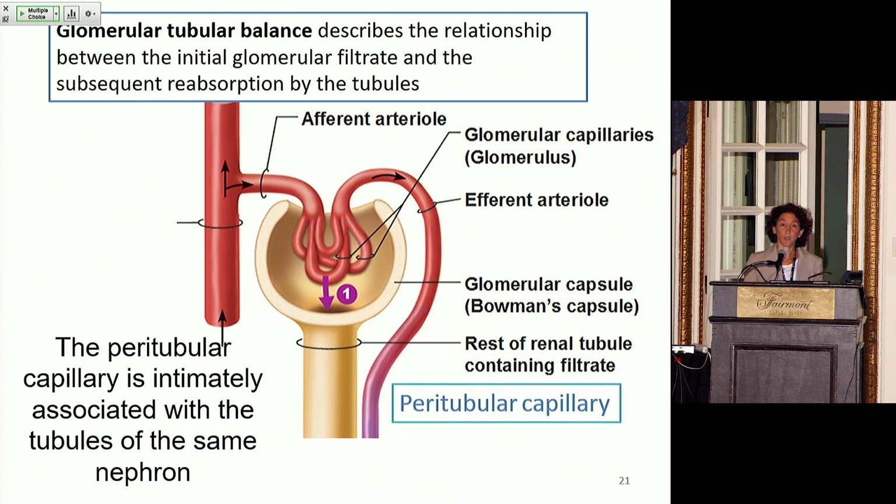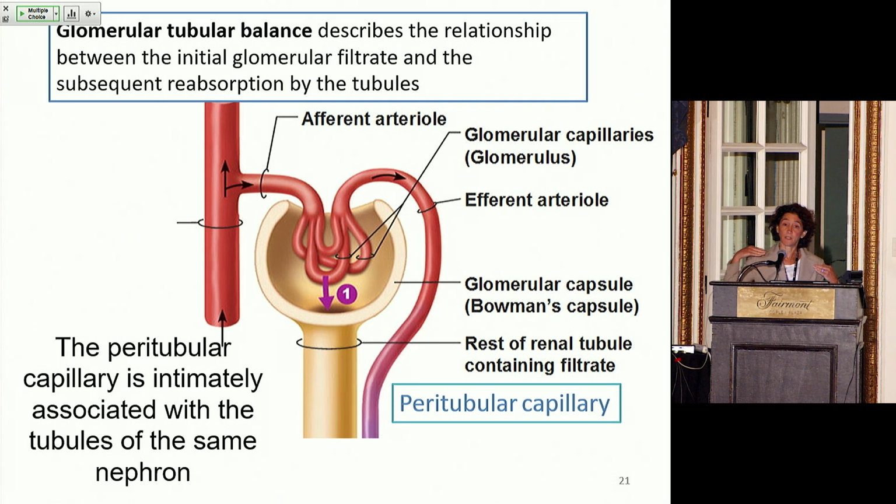And finally, a term that doesn't come into play in clinical medicine, but for some reason is often referred to, and that's glomerular tubular balance. And so that is the notion that when there's a lot of filtration, there's more reabsorption.